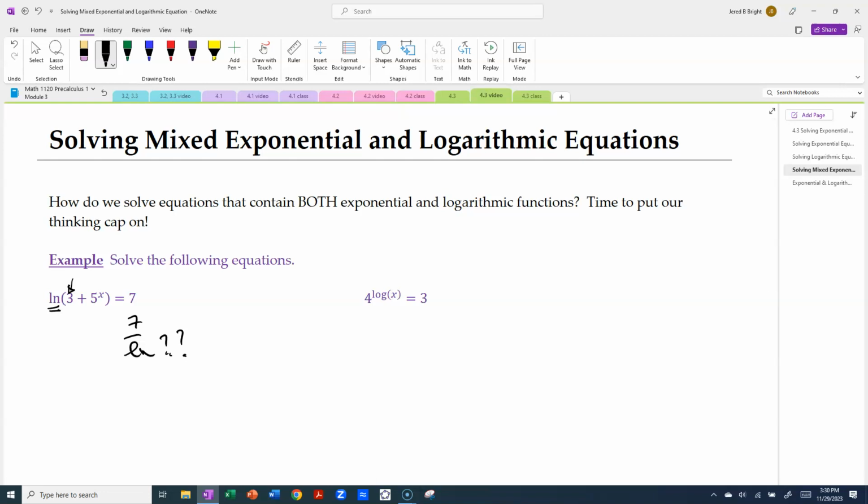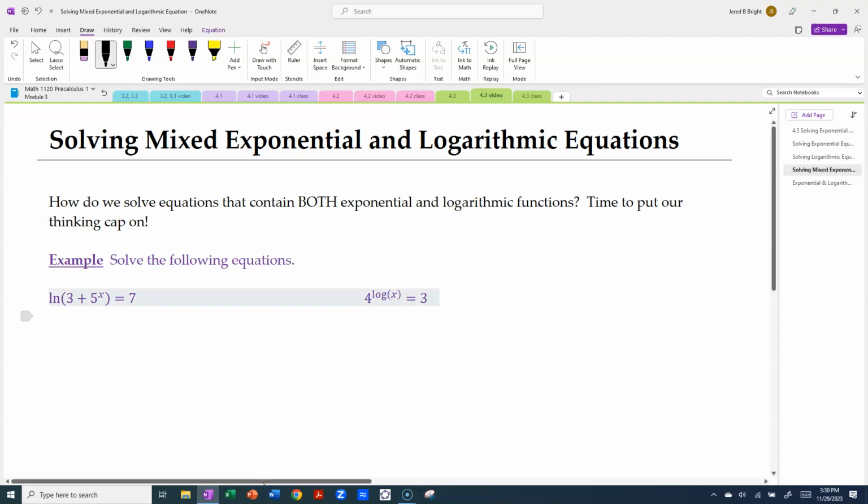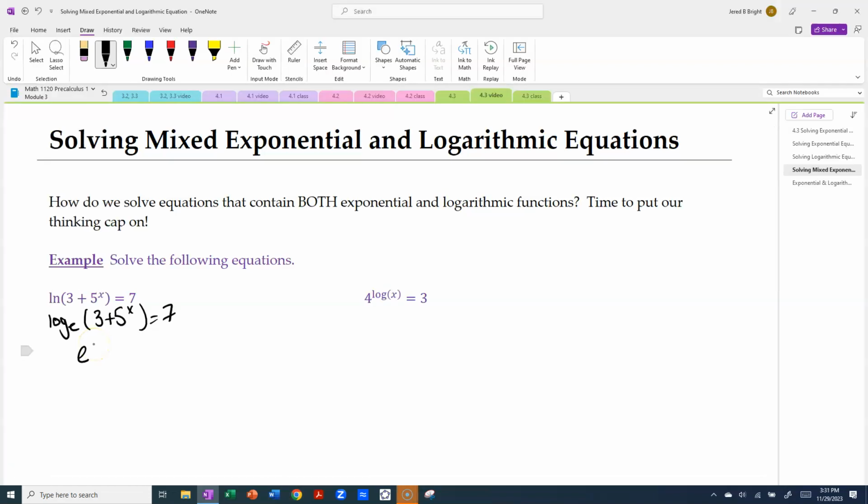Natural log is a function. How do I undo a function? Well, with its inverse function. The inverse of natural log is an exponential with a base e. So remember, you could write this as log base e of 3 plus 5 to the x is equal to 7. To get rid of the log, switch it to exponential form. So I'd have e to the 7 is equal to 3 plus 5 to the x.